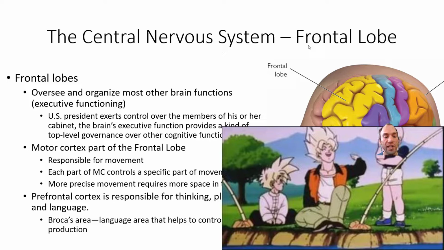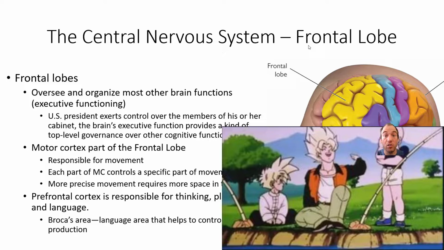The prefrontal cortex, which is another part of the frontal lobe, is responsible for thinking, planning, and language. You can find Broca's area here. It's a language area that helps to control speech production. So really all you need to know here is that the frontal lobe has this executive role, overseeing other parts of your brain.